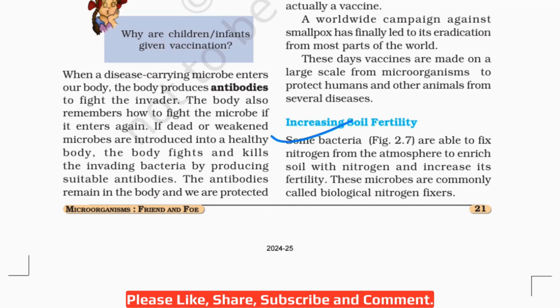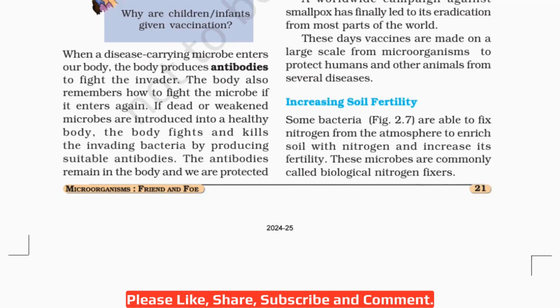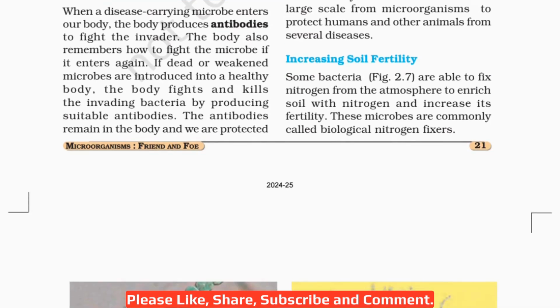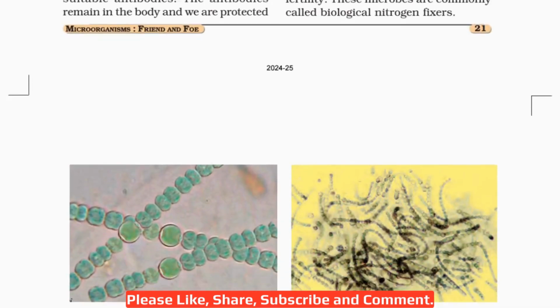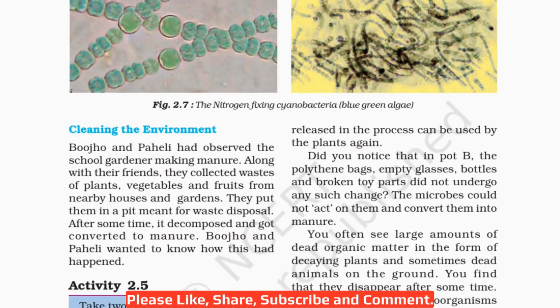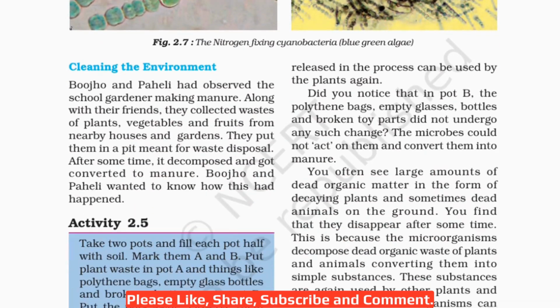So some bacteria such as blue-green algae are able to fix nitrogen from the atmosphere to enrich soil with nitrogen and increase its fertility. These microbes are commonly called biological nitrogen fixers. Okay. Now another use, cleaning the environment.